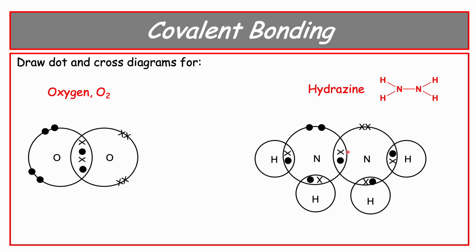So that is how we draw dot and cross diagrams for covalent molecules. So there's plenty of practice to be done. You can think of your own and try and practice those, but there are more examples in your workbook to try and get familiar with dot and cross diagrams for covalent compounds.